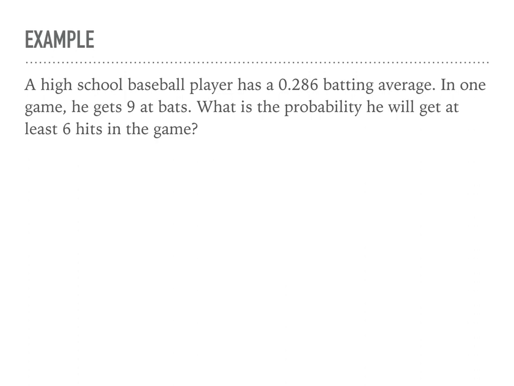Let's look at another example together. A high school baseball player has a 0.286 batting average. In one game, he gets 9 at-bats. What is the probability he will get at least 6 hits in the game? So our number of trials is 9. Our probability of success is 0.286. And we're looking for the probability of at least 6 hits. So that's the probability x is greater than or equal to 6.